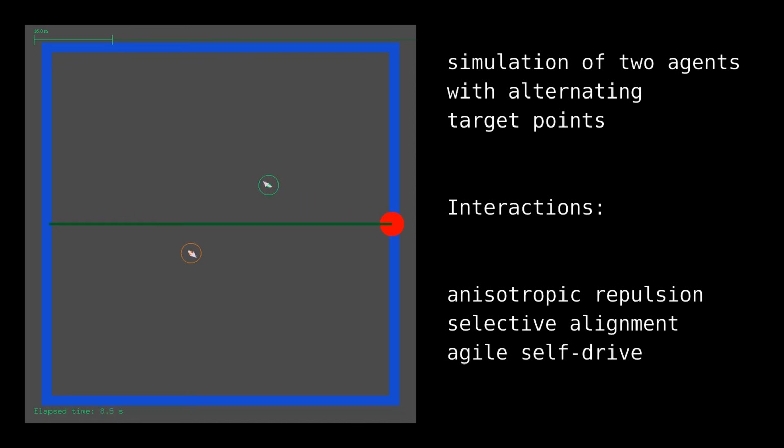With our agile self-driving, the agents introduced motion planning into the equations. They are aware of the hazards coming towards them, and they make precocious and effective evasive maneuvers to solve these situations.